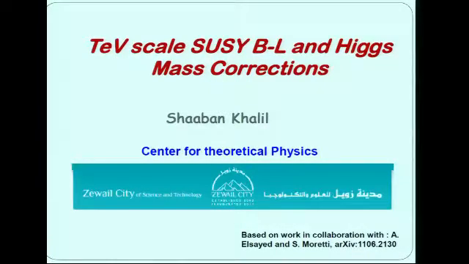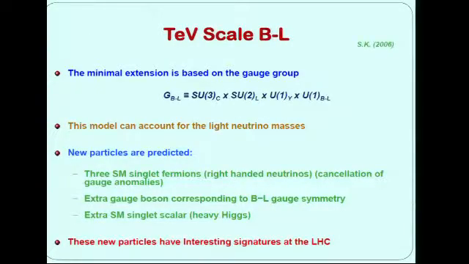Yes, thanks. So this is based on some work I did in collaboration with Stefano Moretti and my student Alex. In fact, the B minus L extension of the standard model is well motivated from a bottom-up approach to account for the light neutrino masses. And as we will see now, you don't really need to have the U(1) B minus L at a very high scale. It could be at TeV scale as well.